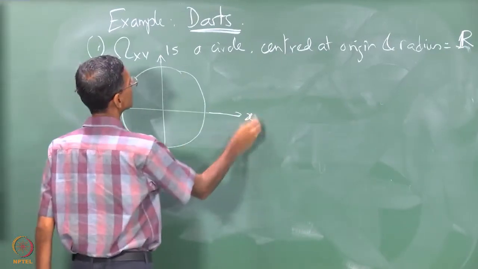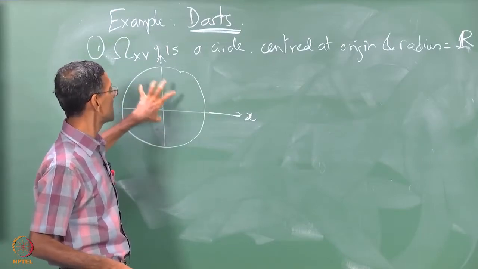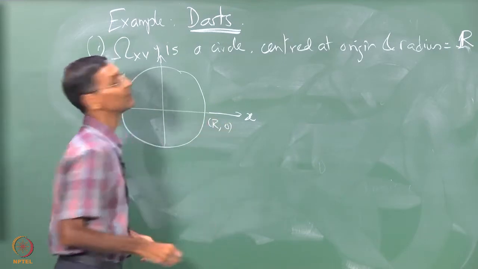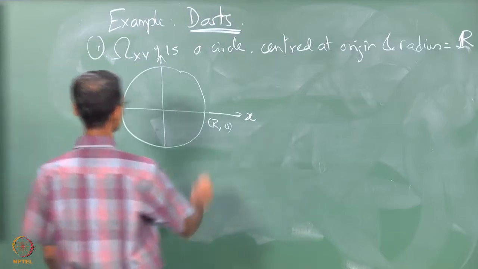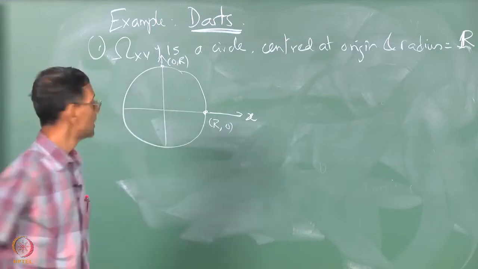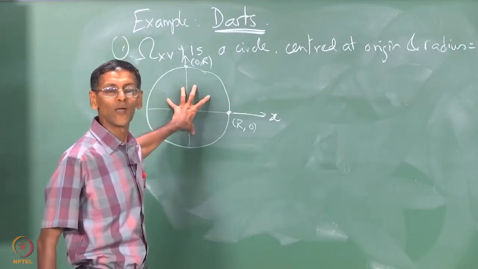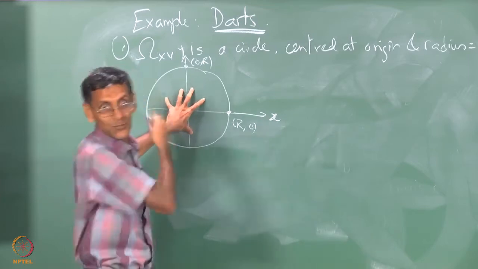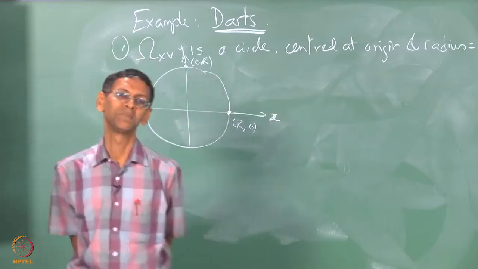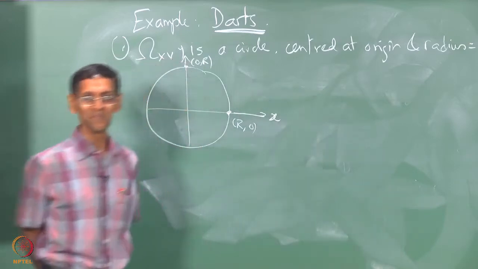So, in other words, what we are saying is that we are going to pick points at random only from this circle. This is the point r comma 0, this is 0 comma r. We are never going to pick any points outside the circle. We are going to pick points only from here. How are we going to pick points from here? You are going to stand up there and throw a dart, and hopefully it will never go outside, it will go only inside. Are you good enough for this? We do not know.